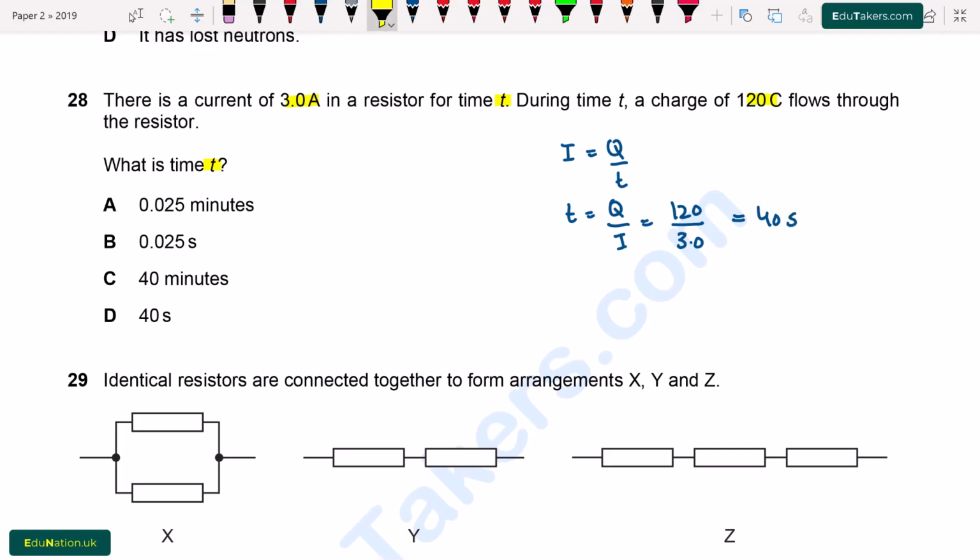Now we see the options. Option A, 0.025 minutes. B, 0.025 second. C, 40 minutes. D, 40 seconds. So option D is correct from here.